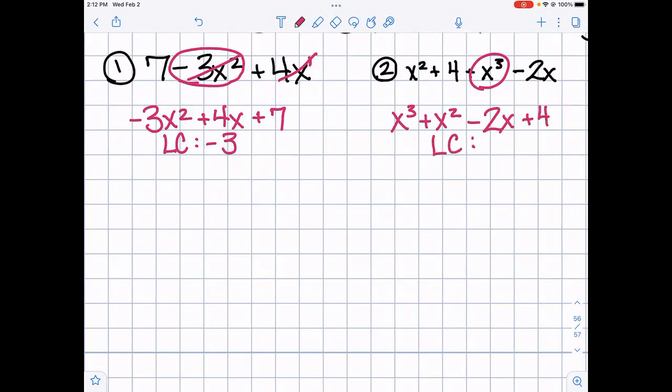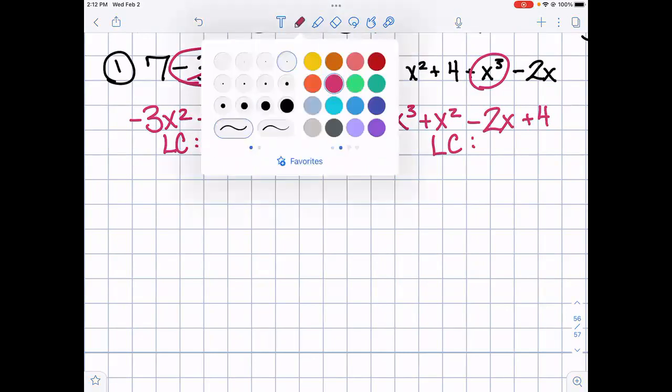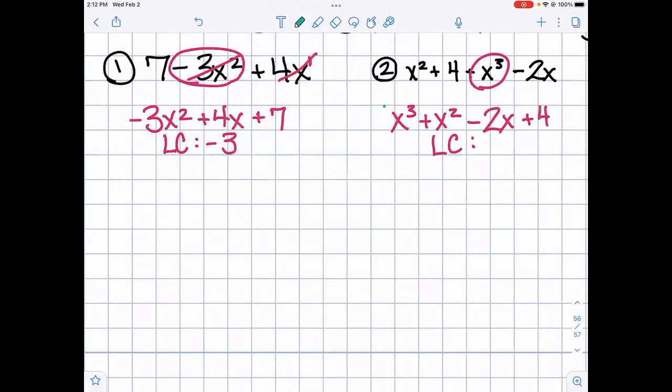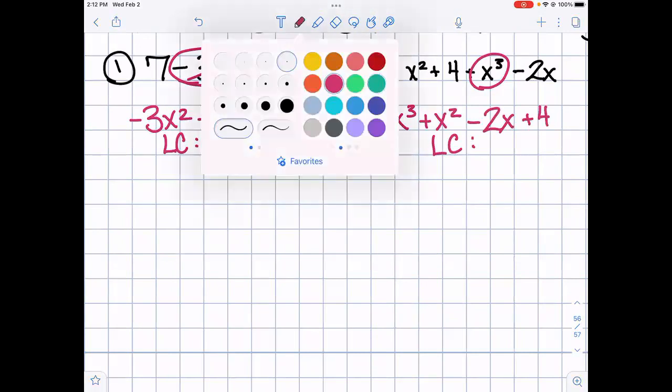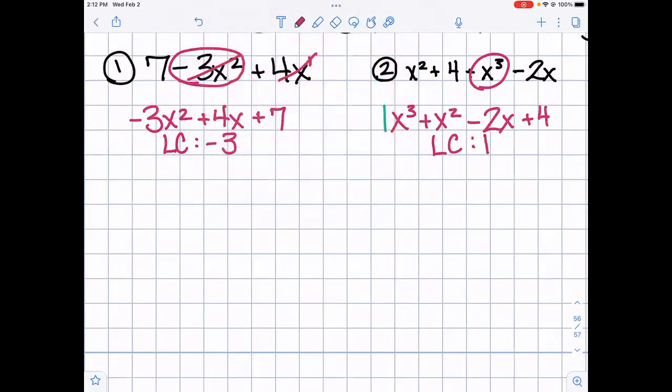What's the leading coefficient? A leading term is x to the 3rd, right? If there's not a number, there's a 1. So the leading coefficient is 1. So you know that because whenever there's not a number in front of the letter, it's a 1. What's the first number when you write it in standard form?